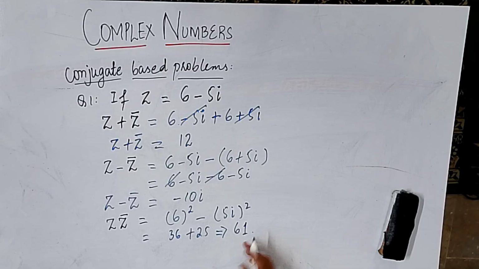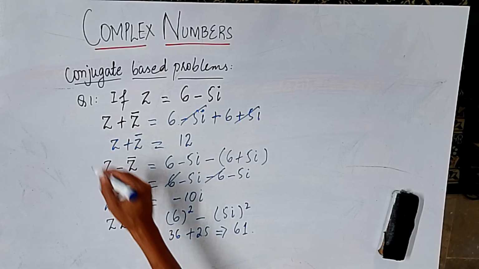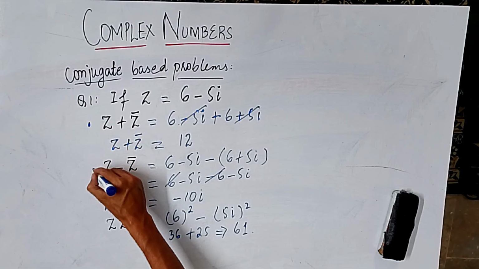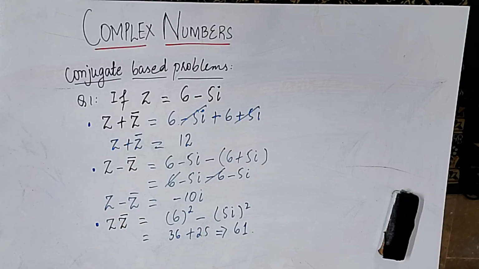So you can see over here that you are getting a real number. The imaginary portion of the complex number has vanished, iota is no more, and you are getting the answer as a real number. So these are a few properties that we have applied related to a complex number and its conjugate.